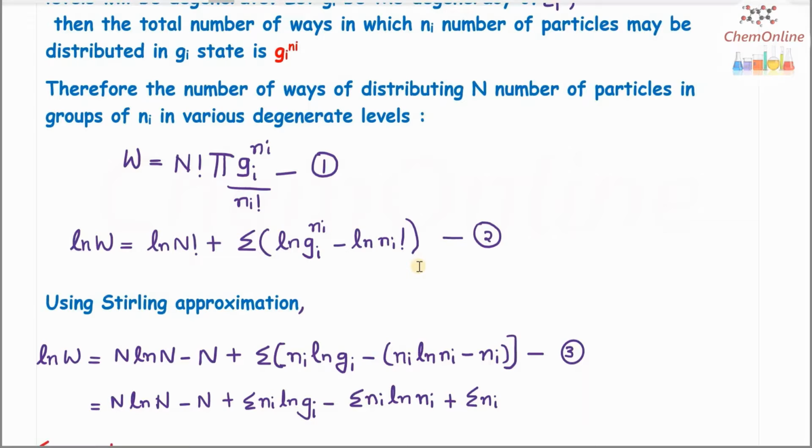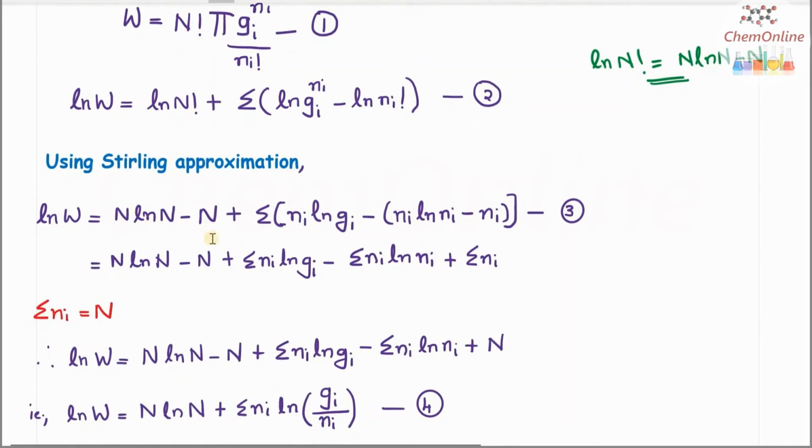Now apply Stirling's approximation. So according to Stirling's approximation, log n factorial equals n log n minus n. So using Stirling's approximation, we can write log W equals n log n minus n plus summation log Gi raised to ni can be written as ni log Gi minus, again you have log ni factorial, so minus ni log ni minus ni. Equation 3.